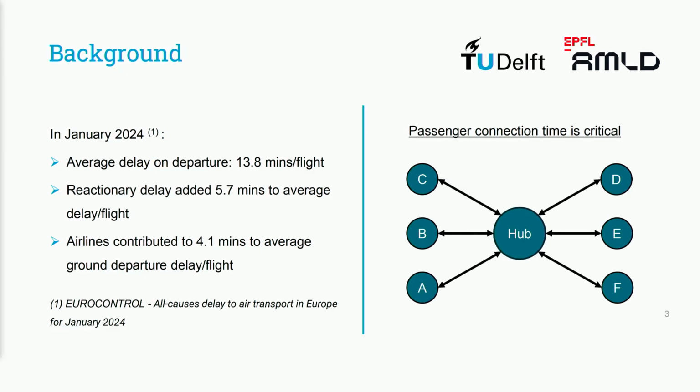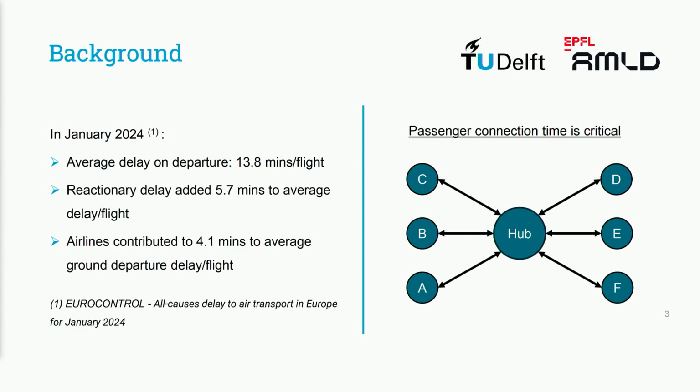So let's look at the problem that we have nowadays. I took this information from an Eurocontrol document. At the beginning of this year, they say the average departure delay was almost 14 minutes per flight. Reactionary delays, so delays that propagate over the legs of a flight, were almost 7 minutes average delay per flight. Airlines, with whom I now work more, contribute almost 4 minutes to the average delay.